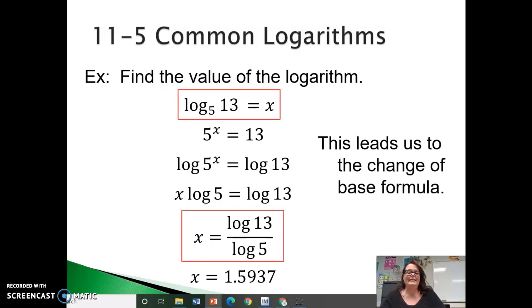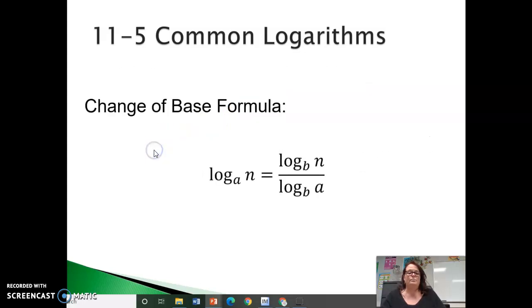So this leads us to the change of base formula. So notice my numerator has the log base 10 of 13, and my denominator has the log base 10 of 5. So my change of base formula says if I have the log base a of n, I can choose a new base and take the log of n over the new base log of a.